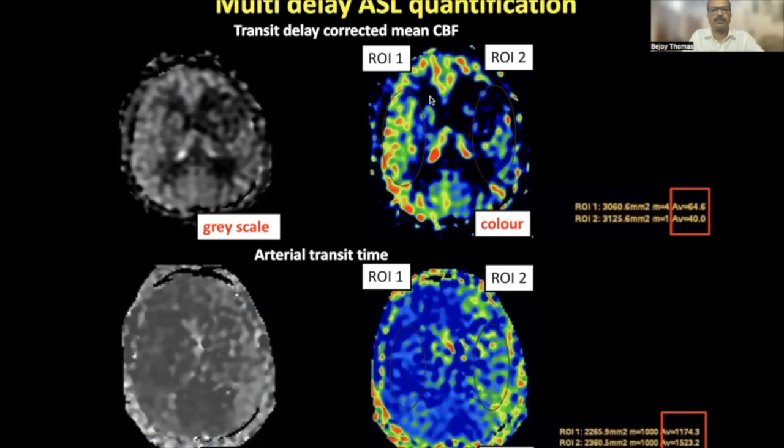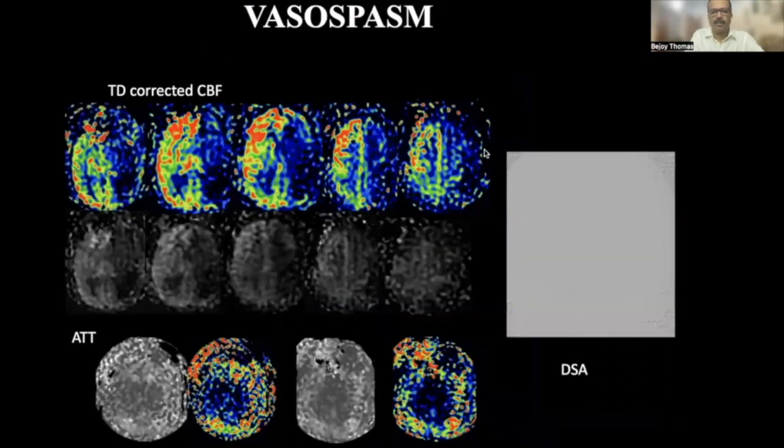You can see in the transit-delay-corrected CBF that there is significant hypoperfusion of the left hemisphere, whereas in the arterial transit time map, you can see the transit time is actually increased. So you can measure the transit time map as well as a transit-delay-corrected CBF map.